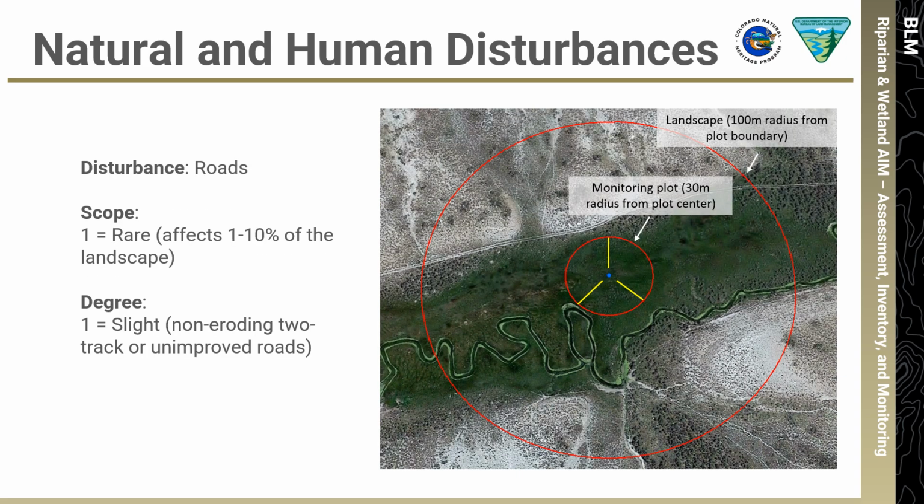Let's go back to this example. You'll notice a 2-track road running east and west within the 100-meter radius surrounding landscape. This disturbance would be ranked in the roads category. Because the road affects a small portion of the landscape, or less than 10% of the area, the scope is ranked as 1. The surface of the road is unimproved, so the degree is also ranked as 1. If the road was paved or a highway, the degree would be ranked higher, as you can see in Table 9.